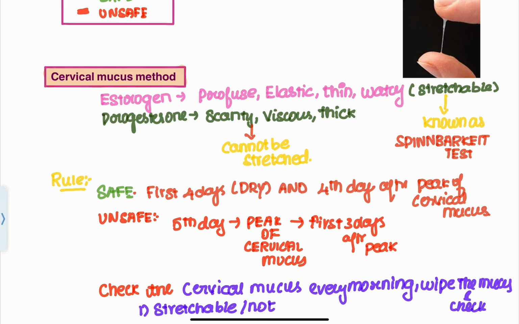It is watery in consistency, it is elastic in nature, it is thin, and it is profuse. So if it is elastic, it is going to be stretchable. If it is going to be stretchable, it is called the Spinnbarkeit test.